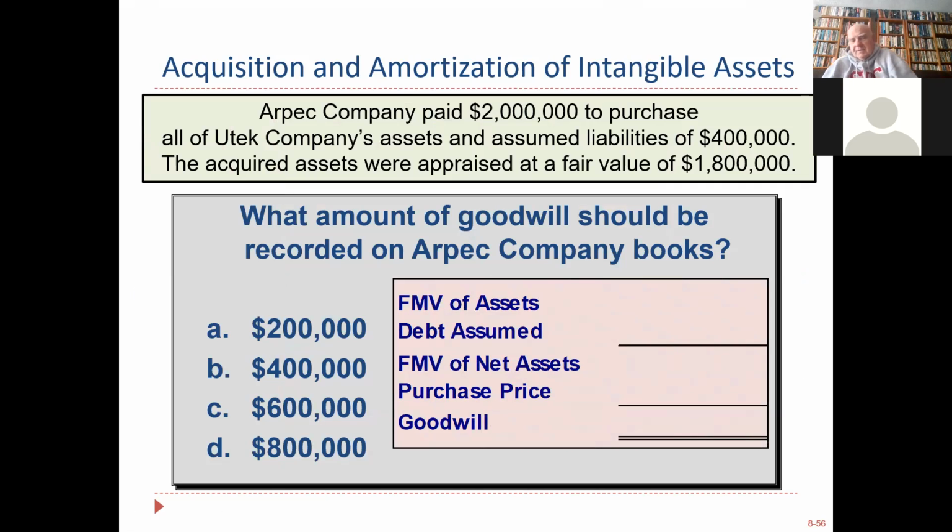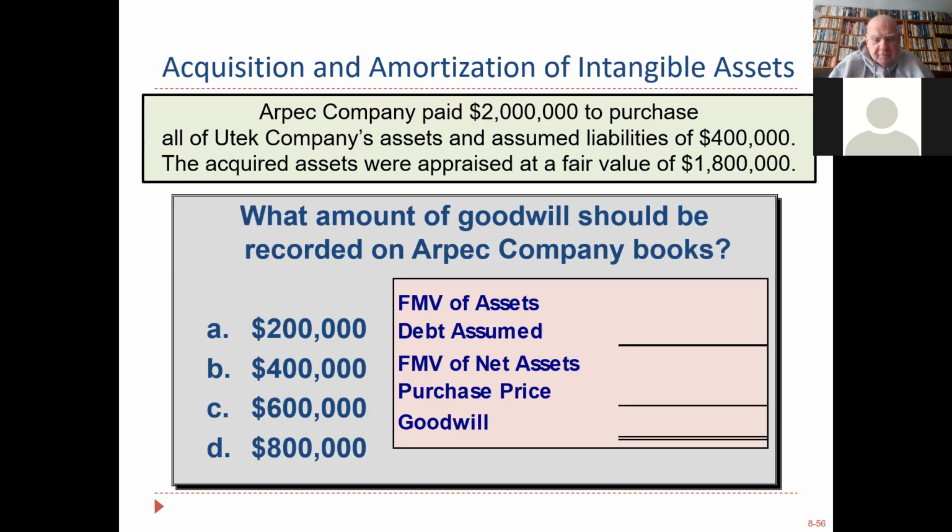Now, let's try to understand this calculation. You need to do a little bit of your homework here and review this till it sinks in a little bit. But here they're asking us what amount of goodwill should be recorded in this acquisition. Well, RPEC company paid $2 million, okay? $2 million for the company, to purchase all of UTEC's assets and assumed liabilities, okay? So the liabilities are not going to change. When you bought the company, now you have to pay the 1.4 million.